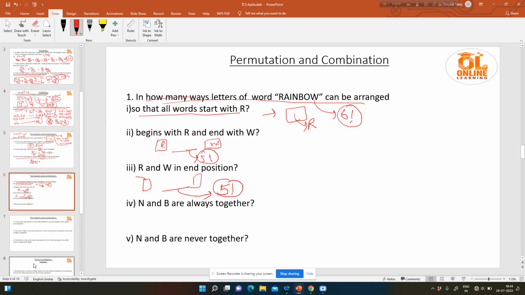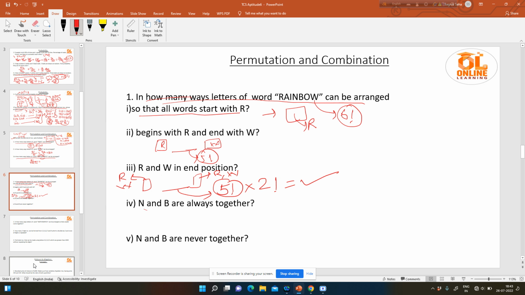Now we can put r here also, or we can put w here also. We can put r here also, or we can put w here also. So we can arrange r and w in the ends. Okay, so we can arrange them in 2 factorial ways. So we will have a multiplication, 5 factorial into 2 factorial. This will be our answer.